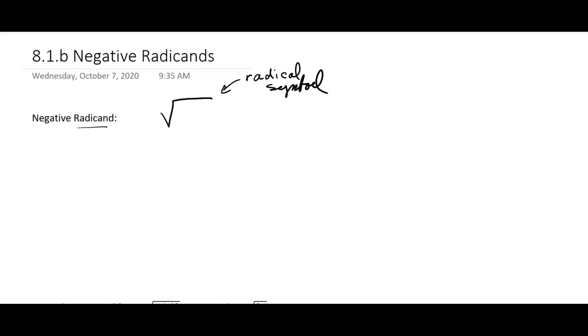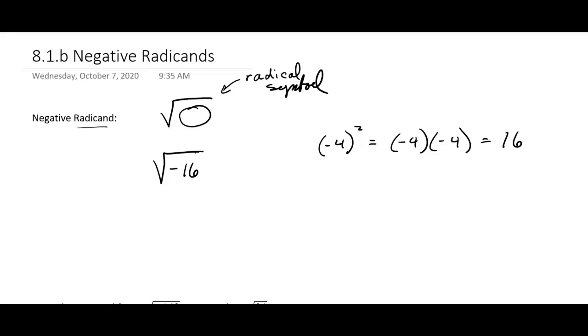So what happens if the part underneath is negative? Well, let's say you have the square root of negative 16. You might be thinking, oh, 4 times 4 is 16, so maybe if I put a negative in front of it, that will work. But it won't. Because if you take negative 4 and you square it, that's negative 4 times negative 4, and that gets you a positive 16, not a negative 16. So the point is that we cannot take the square root of a negative number. It is not real.